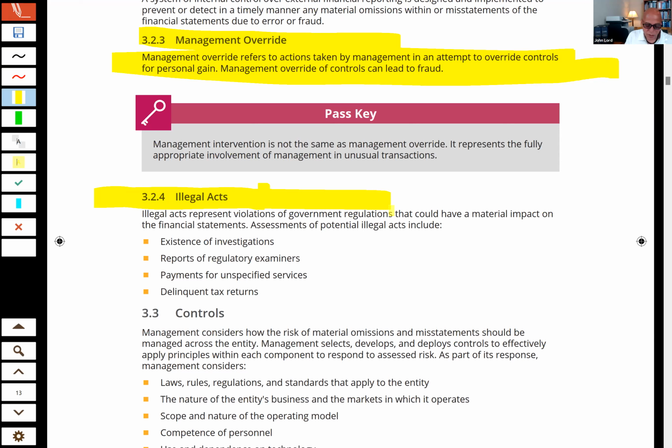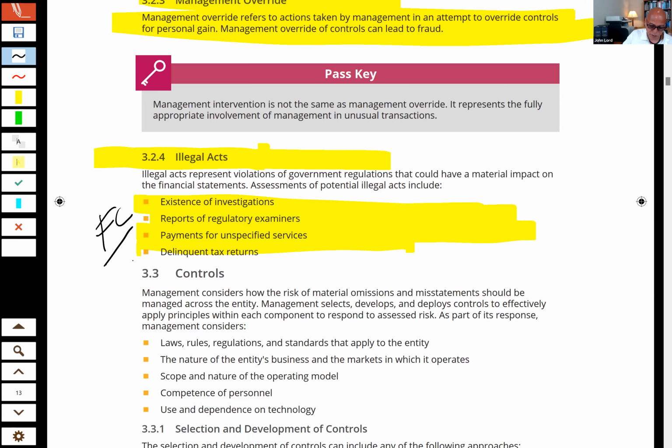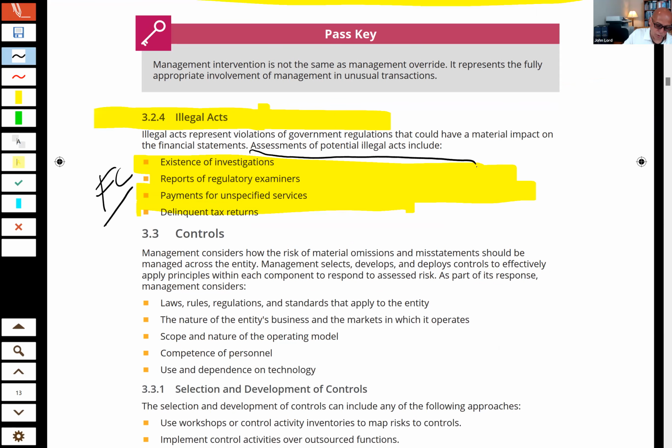Okay. All right, good. So you take a look at this next one now, which is illegal acts. Existence of investigation could be an indication of illegal acts, as could reports of regulatory examiners and payments for unspecified services, which could be a bribe. Delinquent tax returns: if they're delinquent in their taxes, they're in violation of the law. These focus more on the compliance aspect, but go ahead and flashcard assessment of potential illegal acts and what those could include.